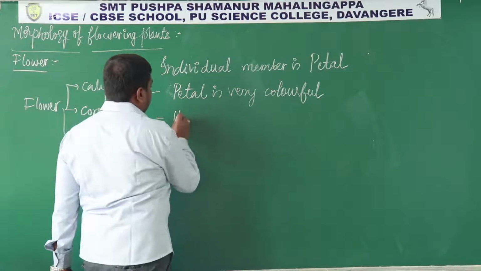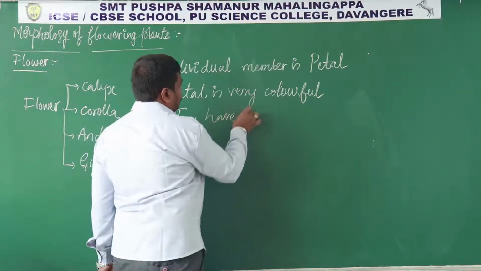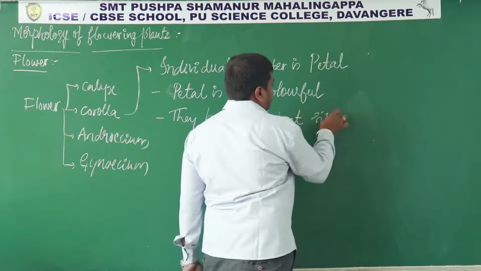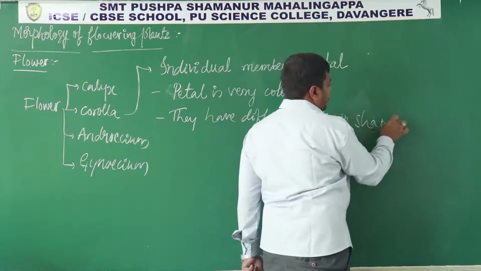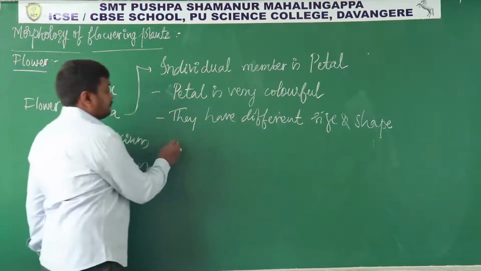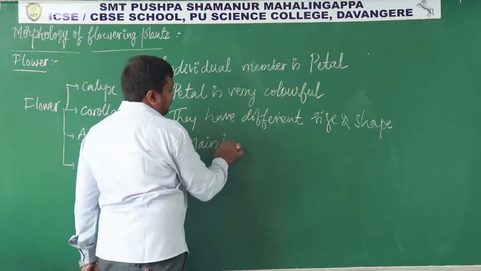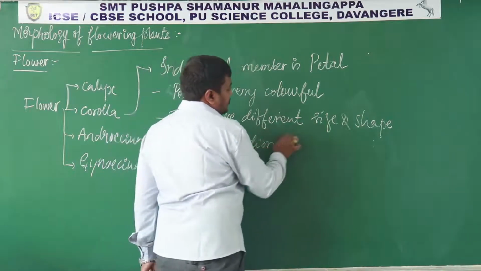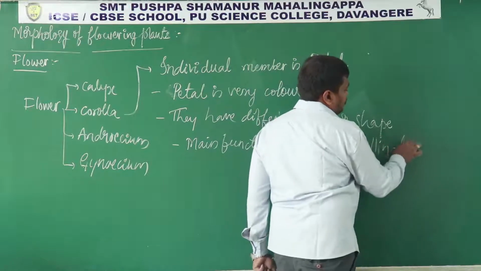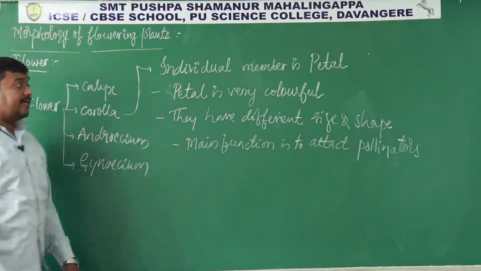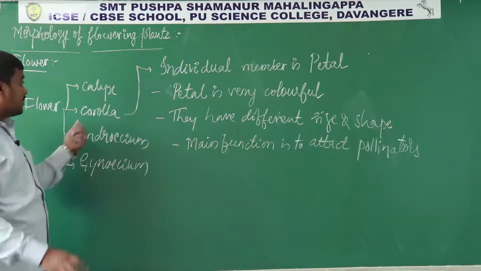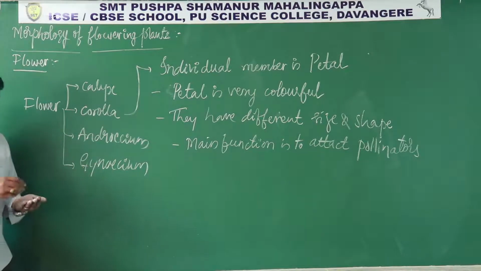Petals have different sizes and shapes, with varied colors. The main function is to attract pollinators. To attract insects and birds for pollination, it has different types of colors, and the most attractive part of the flower is this petal only.